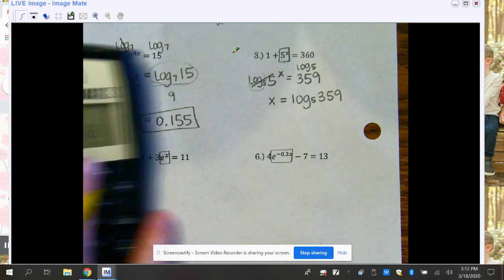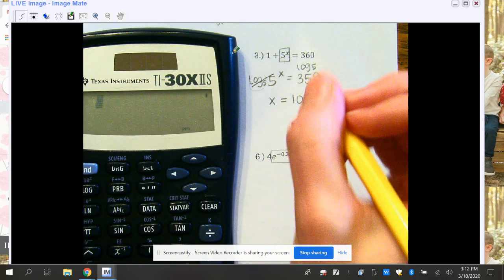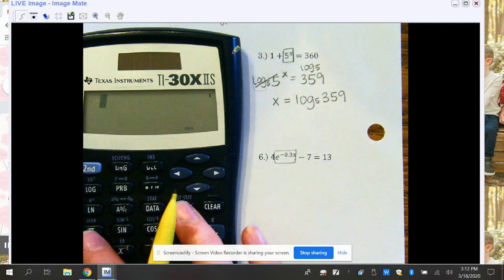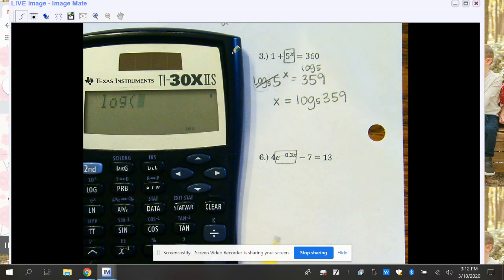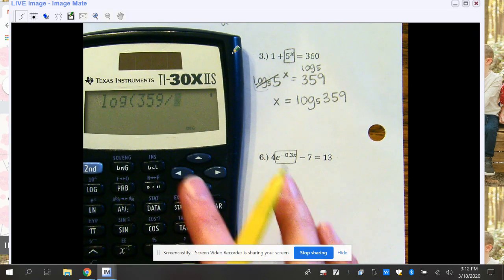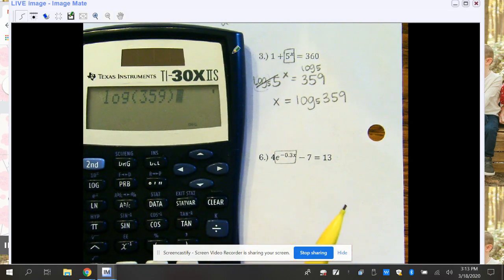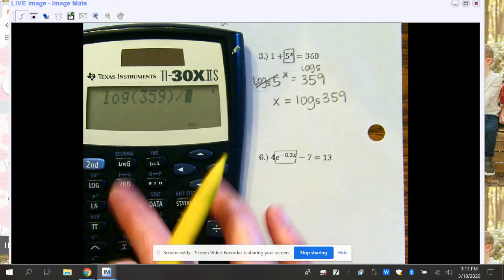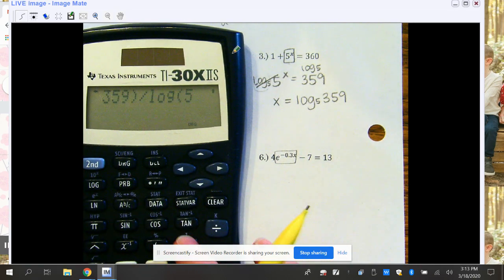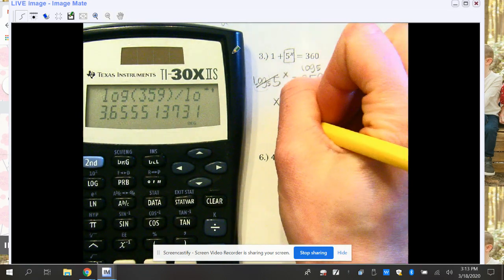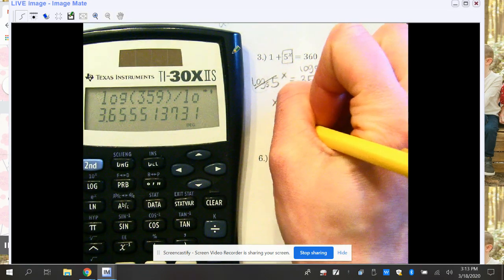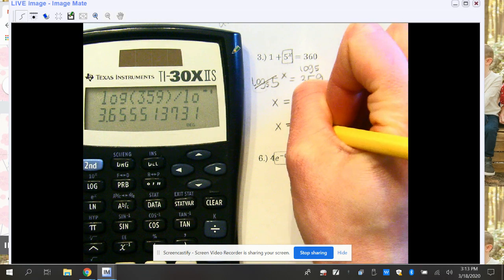And then I'll use the change of base property. So that's the ratio log base 10 of 359. Make sure you close that parenthesis. That would have messed things up. Divided by log base 10 of 5. So that variable is going to be about 3.656.